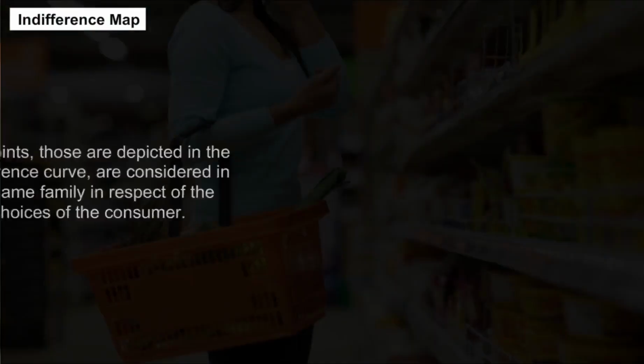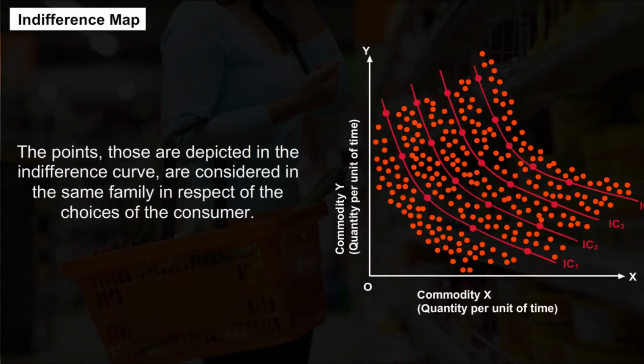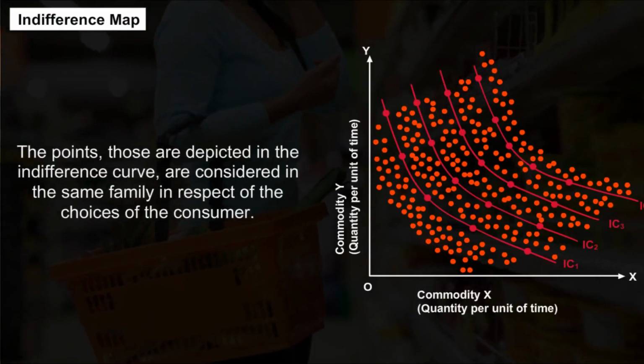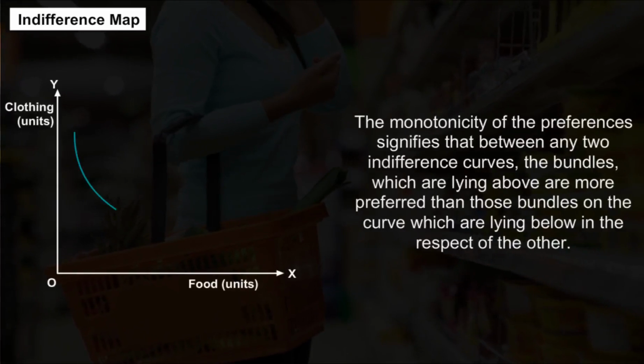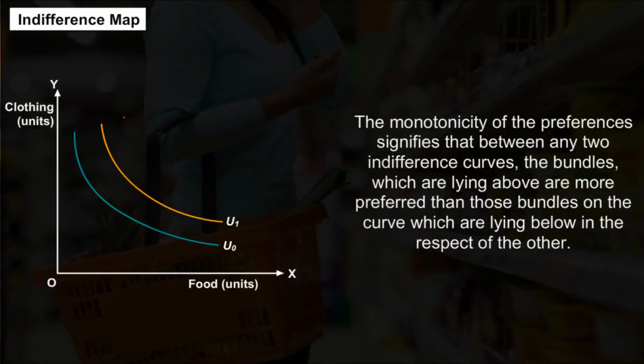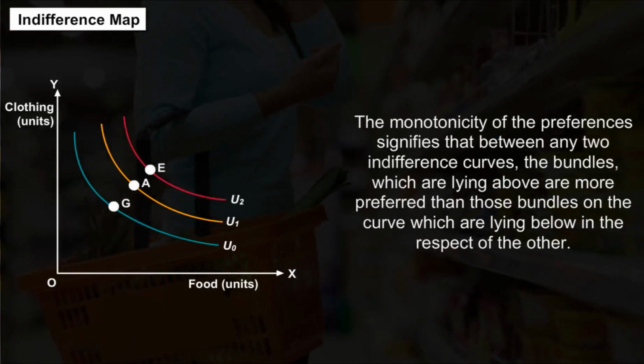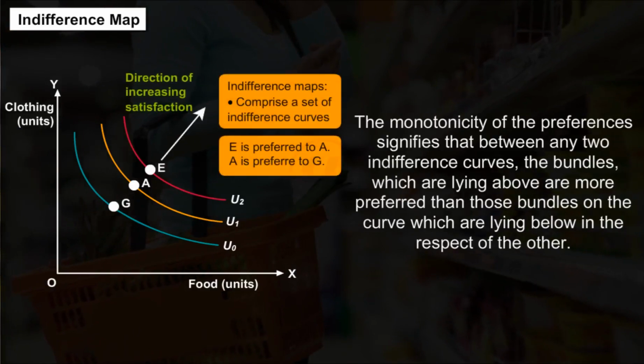Indifference map. The points depicted on the indifference curve are considered to be in the same family in respect of the choices of the consumer. The monotonicity of the preferences signifies that between any two indifference curves, the bundles lying above are more preferred than those bundles lying on the curve below.